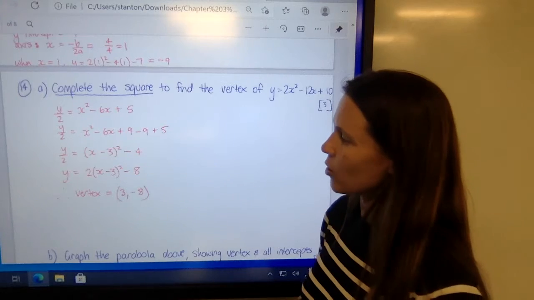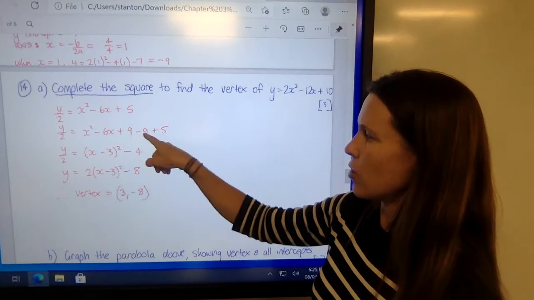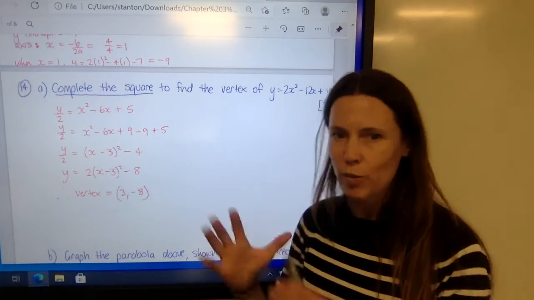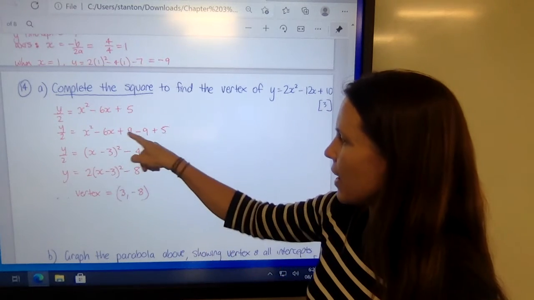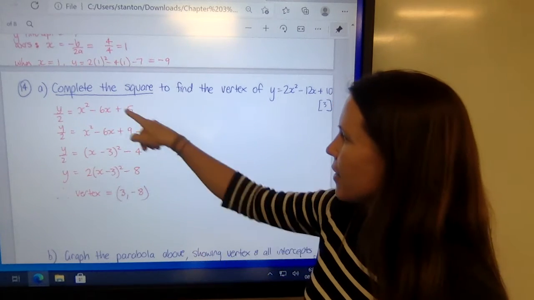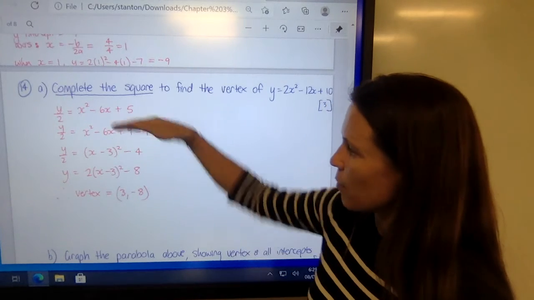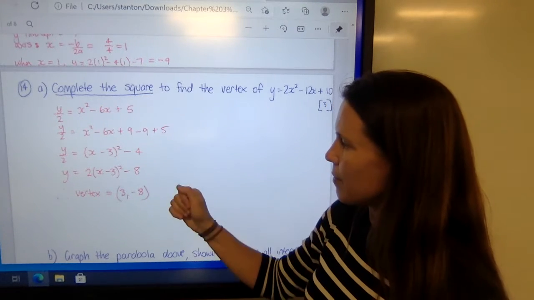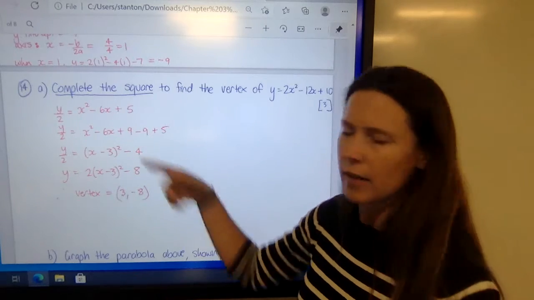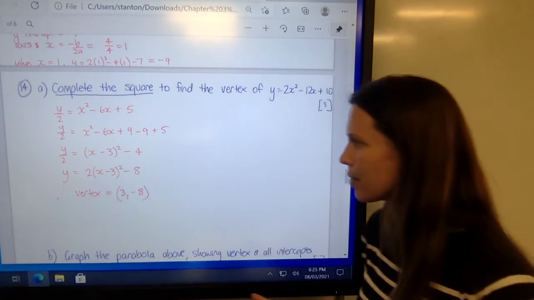Now 9 wasn't in our question, so a sneaky trick here, I take it away again. It's almost like it was never there. So I've added 9, but I've also subtracted it, and then I need to put the 5 in that was in my original question. Next, just compare these 2 lines. Check they're the same. Yep, the only difference is the plus 9 and the minus 9. They cancel out to make nothing.